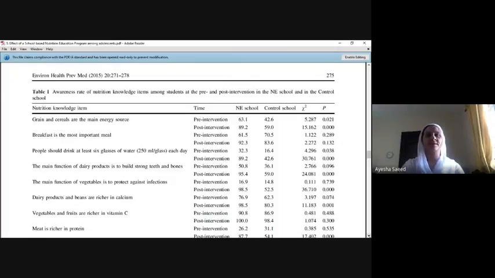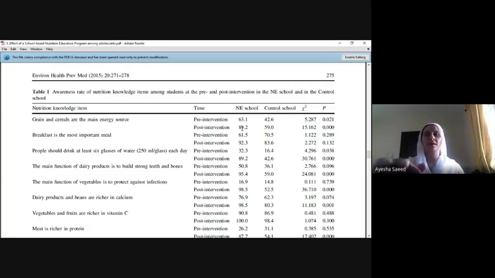As you can see, the first question was: grains and cereals are the main energy source. In the pre-intervention group, 63.1% of the students thought that it's correct, and only 42% in the control group thought so. So there was a difference in the baseline too. Therefore, the p-value is less than 0.05. But afterwards, it rose significantly in this group. It rose in this group too, by 17 points, and this is usually by the testing effect.